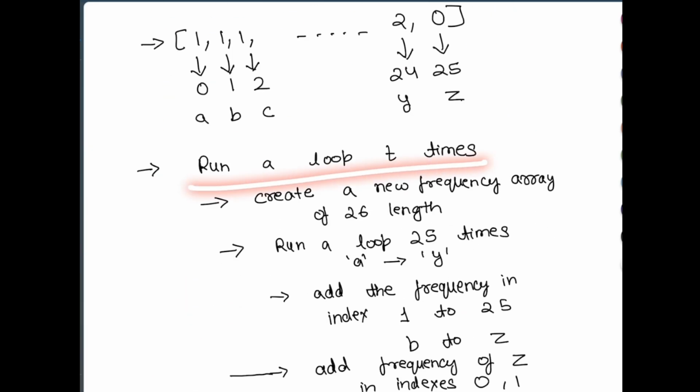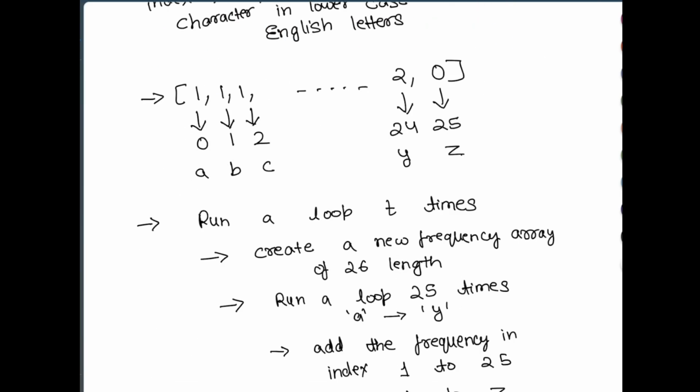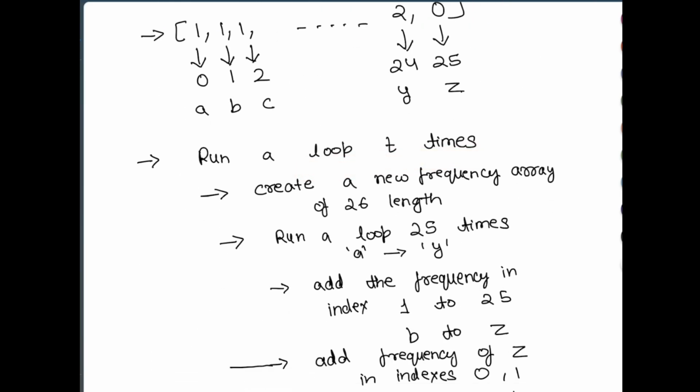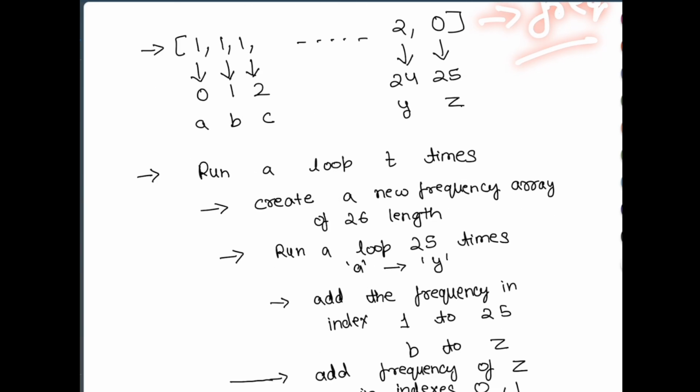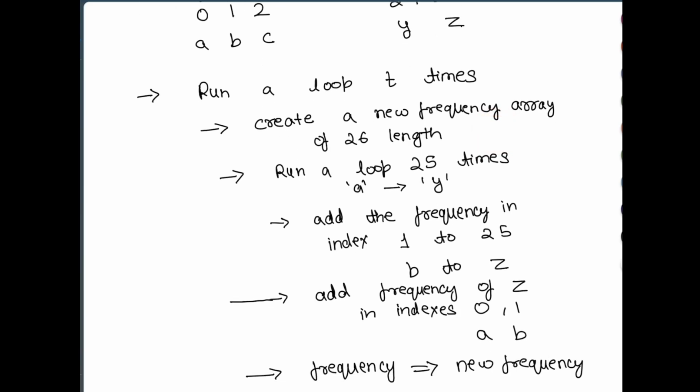And then you will run a loop t times, that is 2 times in this particular input, because the value of t is 2. Now in this loop, you are going to create another array of length 26. You can call this array frequency, and you can call this new array new frequency. Create it of length 26, and initially all the values are going to be 0. Then you will run a loop for 25 times. This is for characters A to Y. Because for characters A to Y, the transformation is simple. We just need to replace it with the next character, which is B to Z.